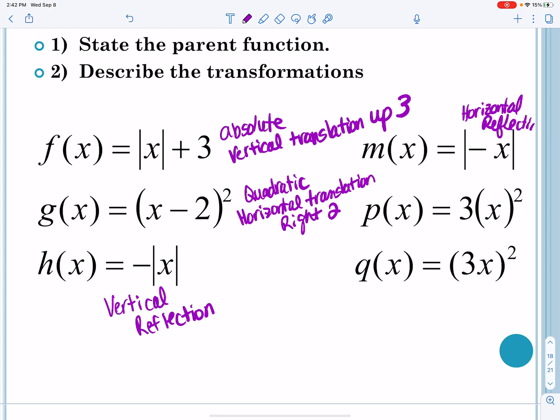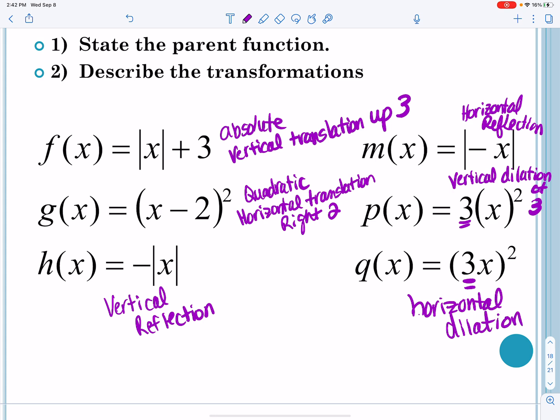The next one is a quadratic, and it's outside, so you're going to say vertical dilation of 3. And the last one, since it's a 3 on the inside, it's a horizontal dilation. But remember, those are backwards. So you're going to say of 1/3. Okay?